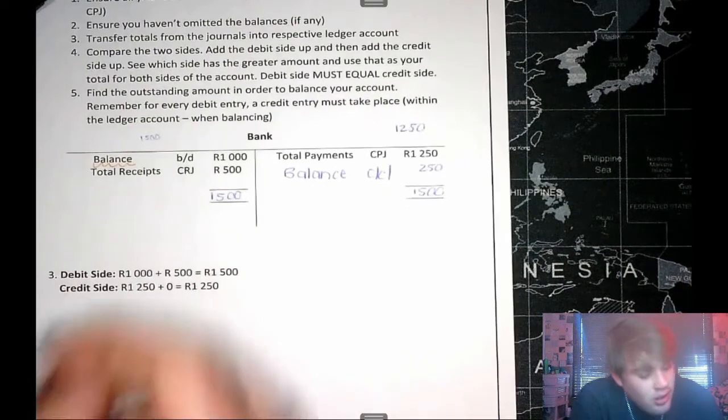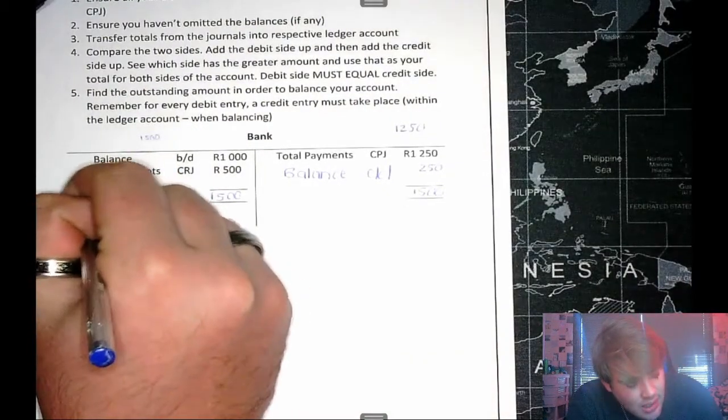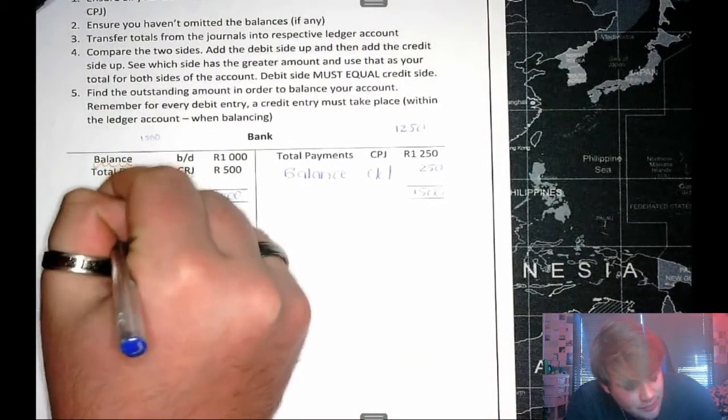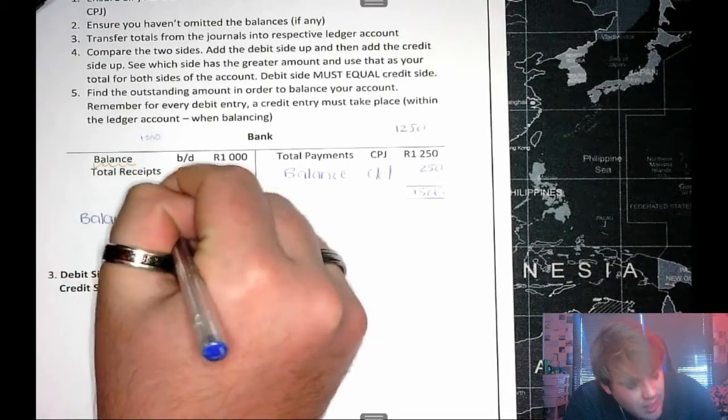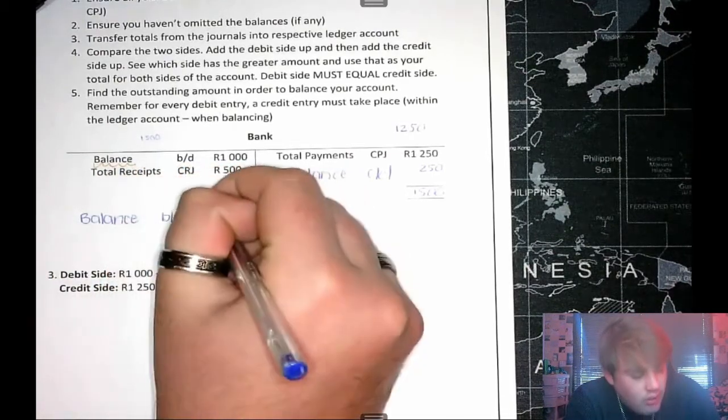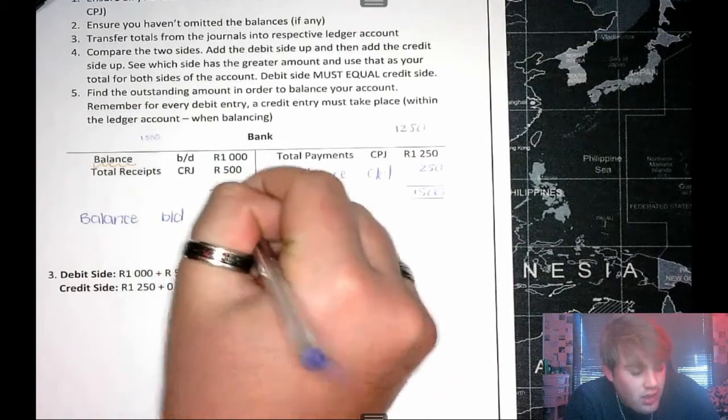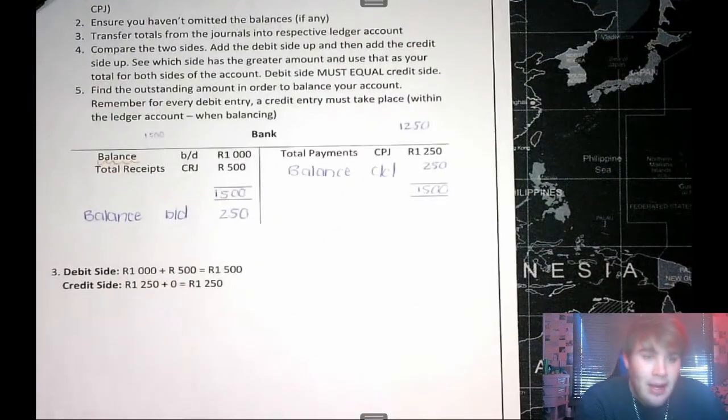Okay, so on the debit side for the next month we would have a balance that was brought down, of 250 rand. Now, why is it important to balance the account? It might not make sense now, but let me explain to you.